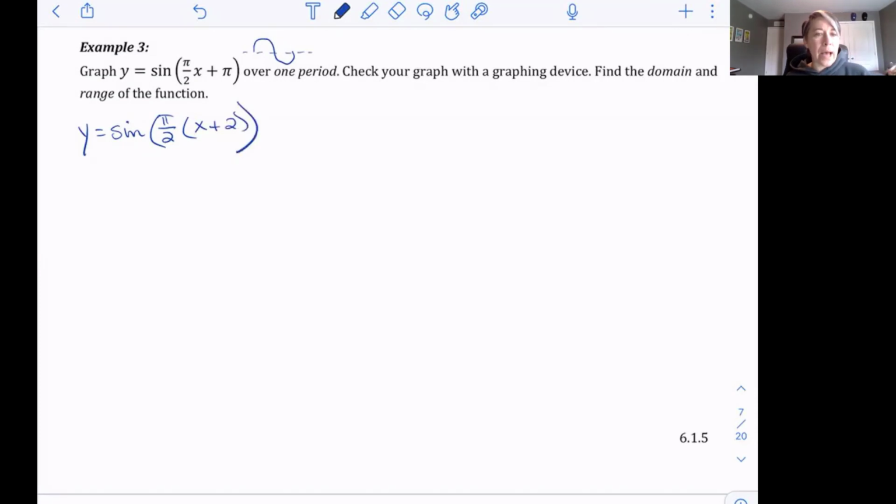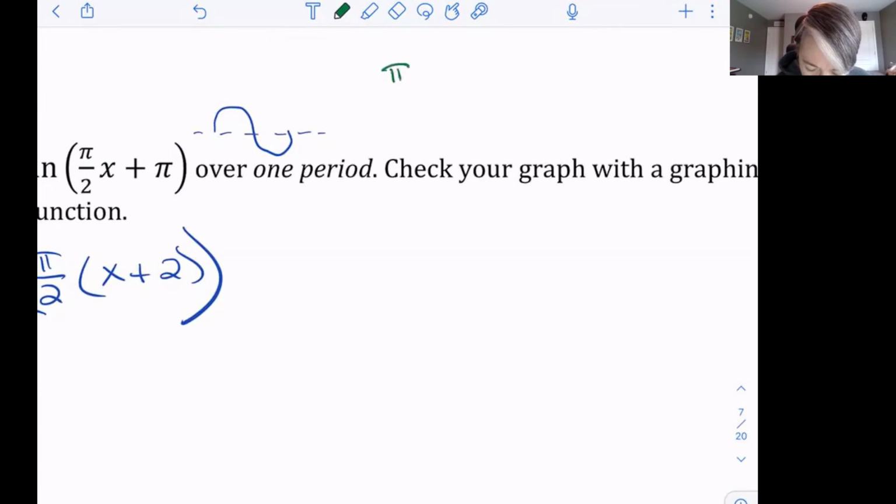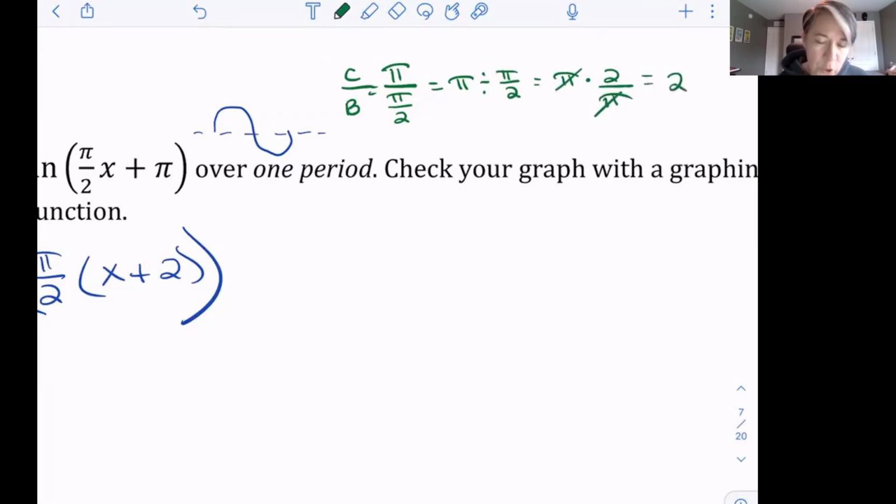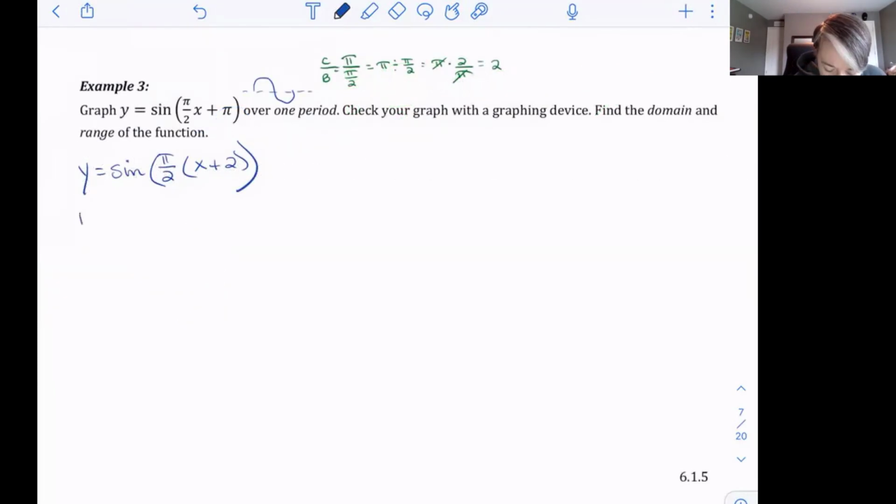Now, if you're wondering how we got that 2, let's do a little scratch work up here at the top. It would be our c value divided by the b value. So pi divided by pi over 2, which is pi times 2 over pi. They reduce, and we just get 2. So this gives us a b value of pi over 2 and a c over b value, which is our phase shift, that's left to right, of a positive 2. Remember, we move in the opposite direction there.